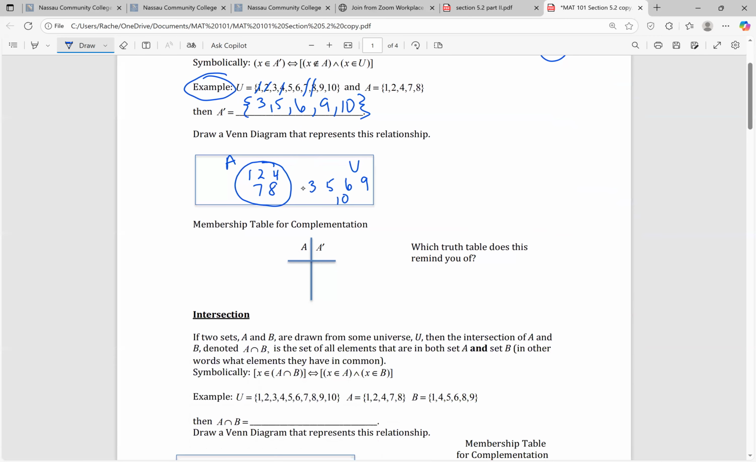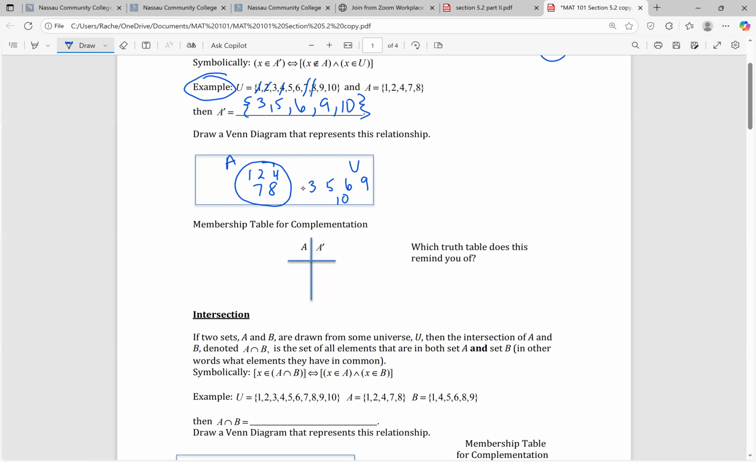So let's talk about membership tables. A membership table, think of it, it's analogous to a truth table in logic. So remember in a truth table, if we had two simple statements, like P and Q, we could set up our truth table, whether it was for a disjunction or a conjunction or a conditional, whatever the case may be. This is using a membership table for these different connectives.